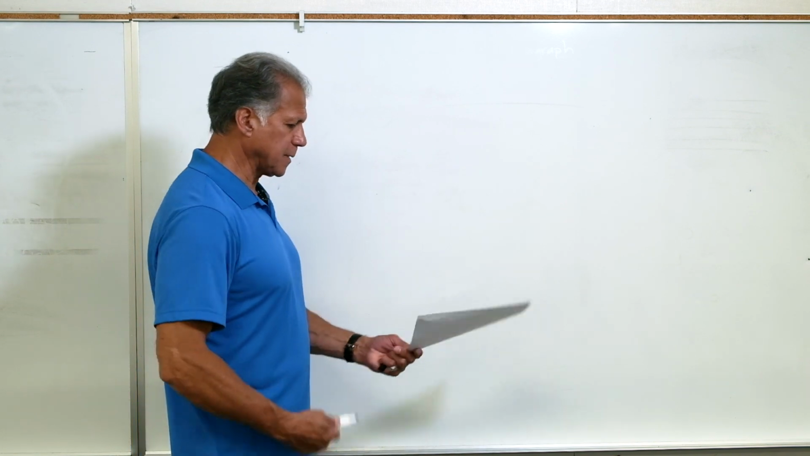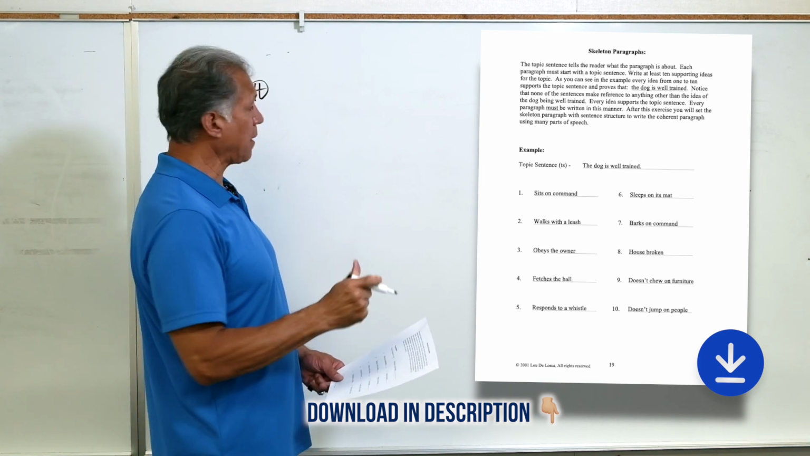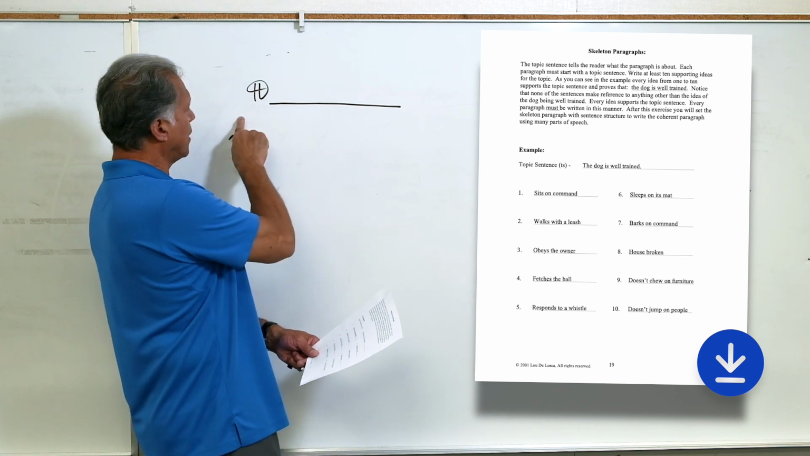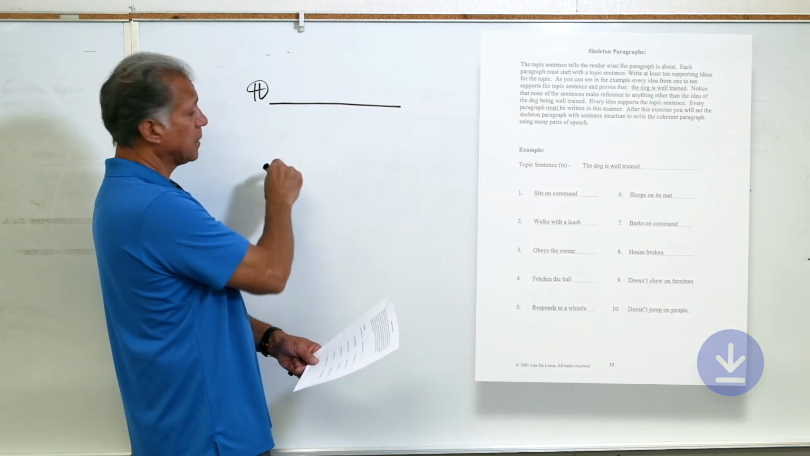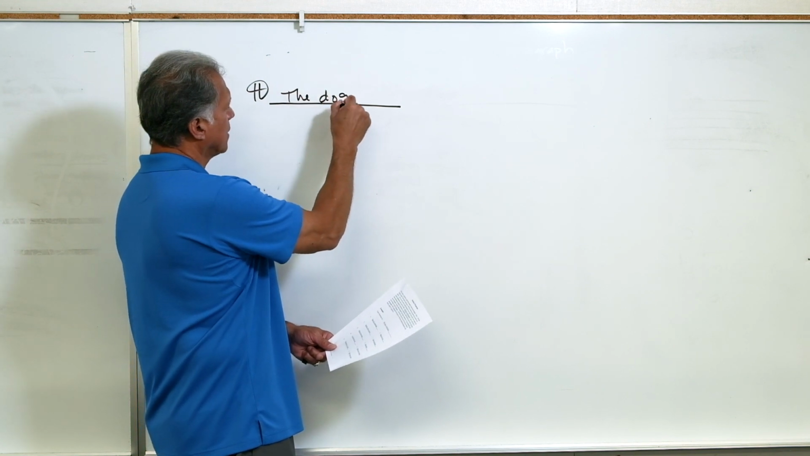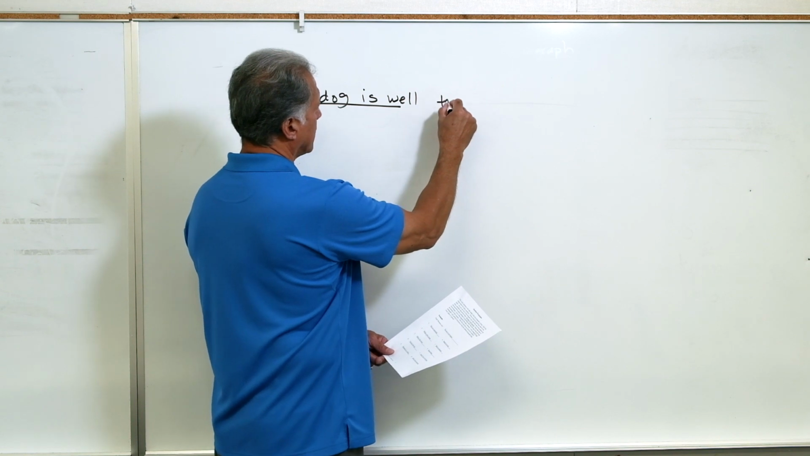So I'm going to go off of this. So I'm going to write my topic sentence, and this symbol means paragraph. Remember, when you write a paragraph, the first sentence must be indented. That means it starts here, the others start here. Okay? So I'm going to write, the dog is well trained.